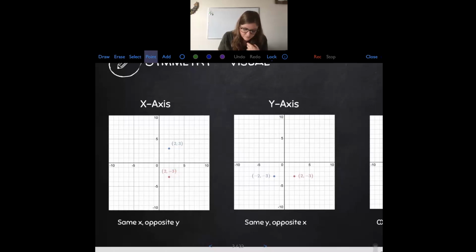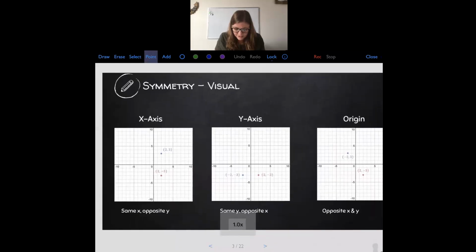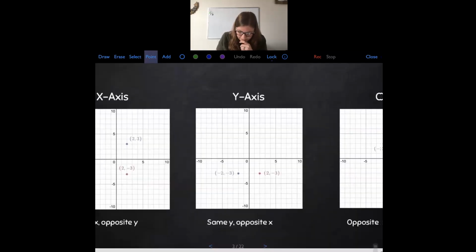If we look at symmetry with respect to the y-axis, again let's say we have this point 2, negative 3. If we were to fold this along the y-axis, both sides would coincide. So if we have 2, negative 3, the point negative 2, negative 3 is symmetric with respect to the y-axis. Notice how these have opposite x values but the same y values.